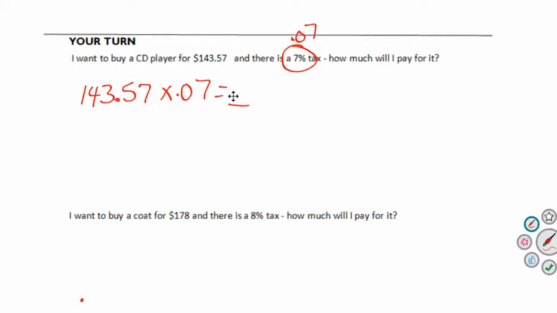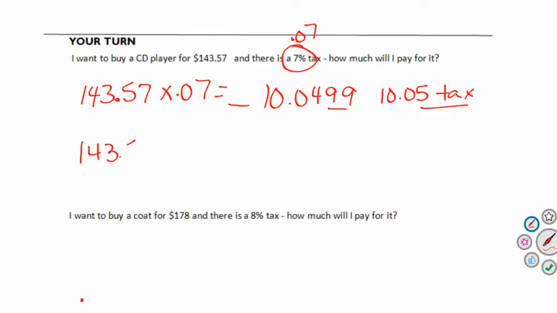All right, that comes up to be 10.0499. So that means it is going to be $10.05 for my tax amount. Now I need to take the original price again, and I'm going to add my tax on. Grab your calculator after you write it and figure out the answer. So that would be $153.62. That's how much I'm going to end up paying for it.